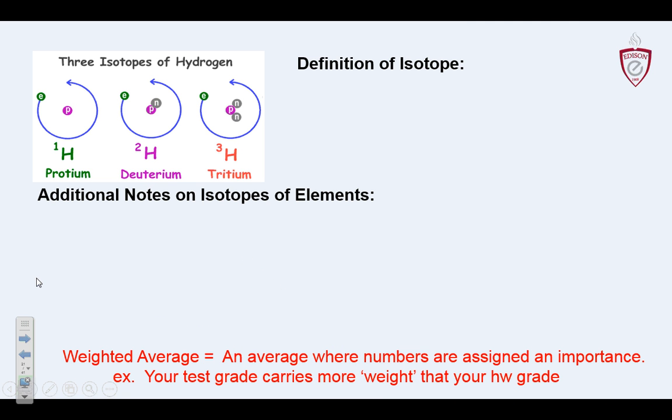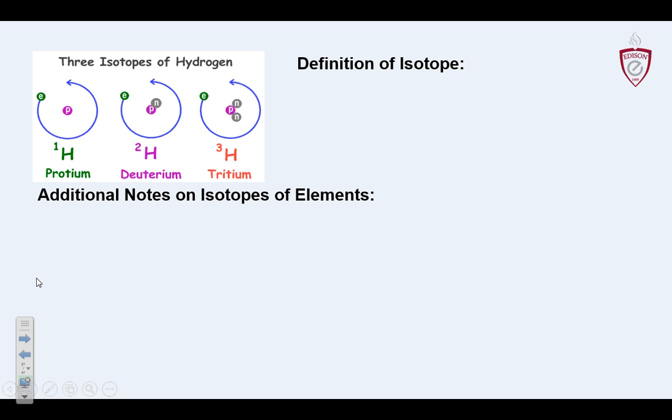A weighted average is an average where a weight is assigned to each number instead of just adding them all up and dividing by however many there are. For example, your test grades in your classes carry more weight on your grade than your homework grade does. We're going to use that idea to come up with the total average mass for a particular element. It should be a lot closer to the isotope that there's a lot more of. So let's check it out.